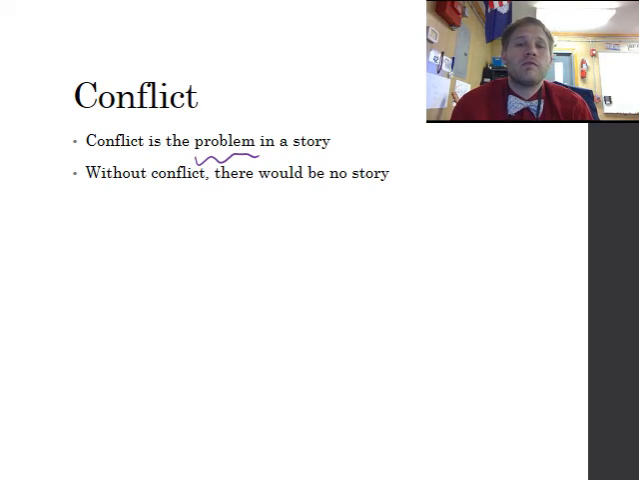And the cool thing about conflict in a story is we can separate it. We can figure out what type of conflict it is. There are different types of conflict, and that's what our goal is going to be: to be able to read a story or a passage and figure out what type of conflict we're talking about. This is an important fact, though. Without conflict, without a problem in the story, there would really be no story at all. There has to be conflict in order for there to be plot, in order for there to be a story.